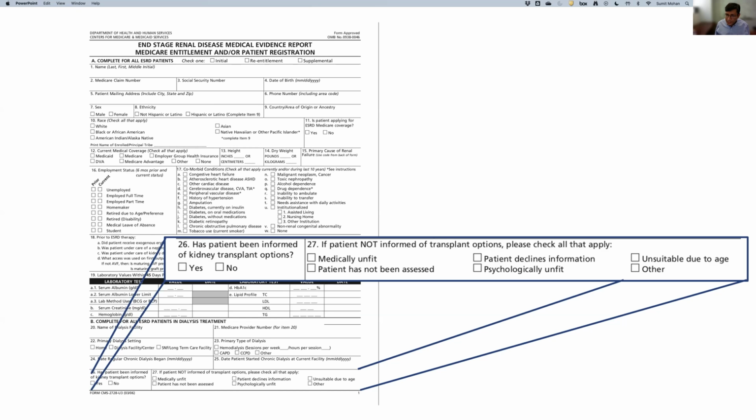However, when you think of it from a design perspective, while that's a great question, the very next question is, if patient not informed, please check all that apply. To me, that's a get out of jail free card, right? The idea that, yes, we'd like you to inform them, but if you don't do so, it's okay, right? A clear opportunity on a fundamental form that gets filled out hundreds of times a day across the United States to get it right is right here.